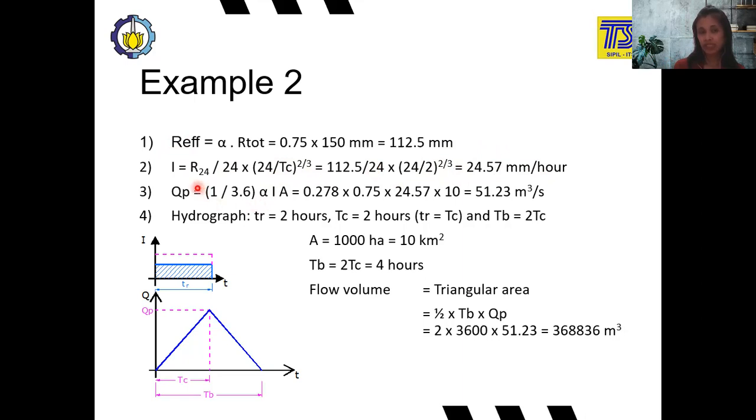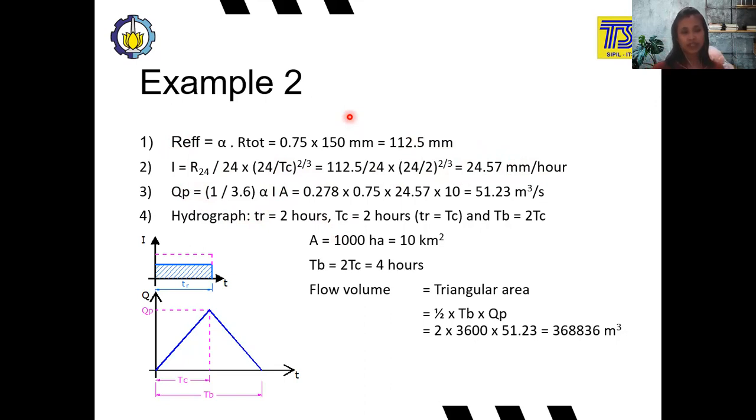And then the peak discharge, we also have smaller peak discharge because we have smaller rainfall intensity. So here we got longer time of concentration and smaller rainfall intensity, and then smaller peak discharge.